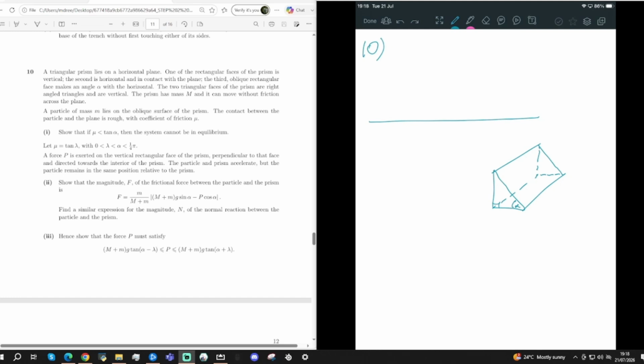The two triangular faces are right angled and are vertical. Nice. The prism has a mass of m and it can move without friction across the plane. So when I do end up putting it on this surface, there'll be no friction. I'm just going to put a little mu equals 0 down on the side to remind me of that fact. A particle of mass m lies on the oblique surface. So there's going to be some object on this face here. The contact between the particle and the plane is rough, so I do have a coefficient of friction.